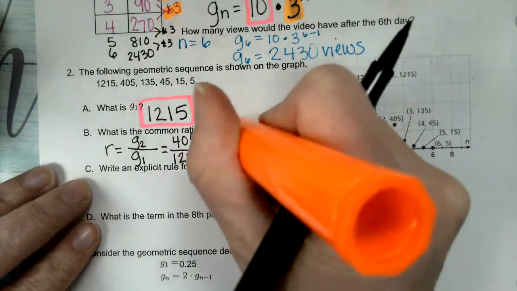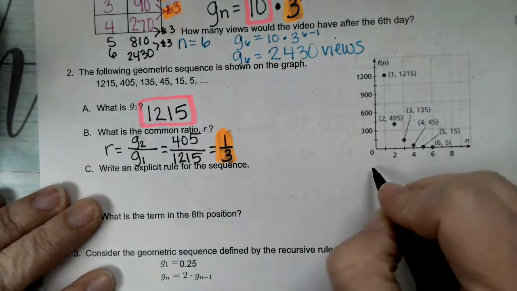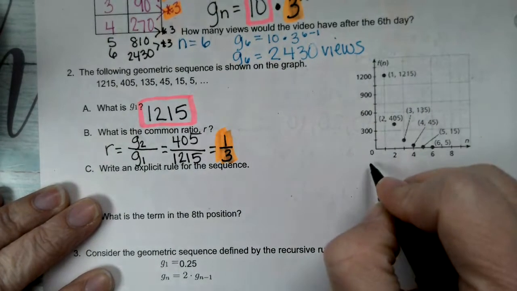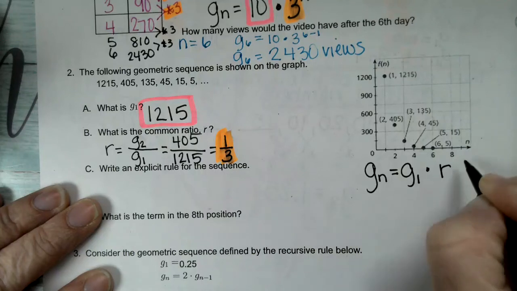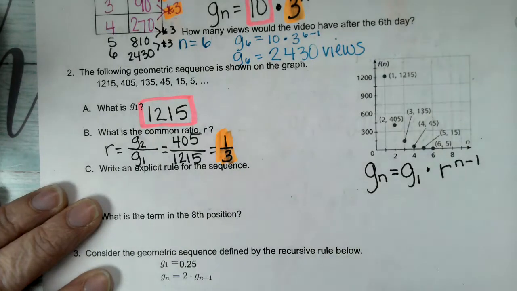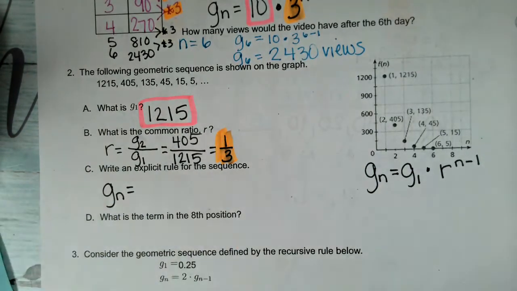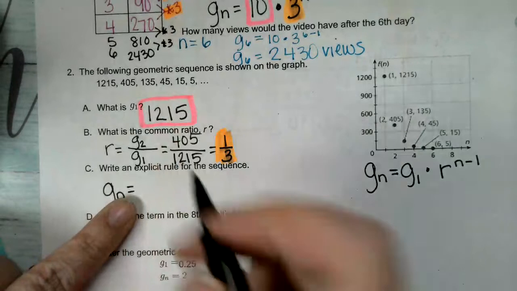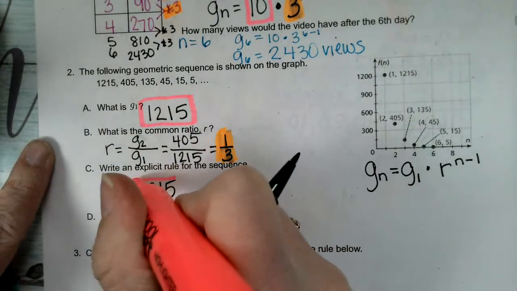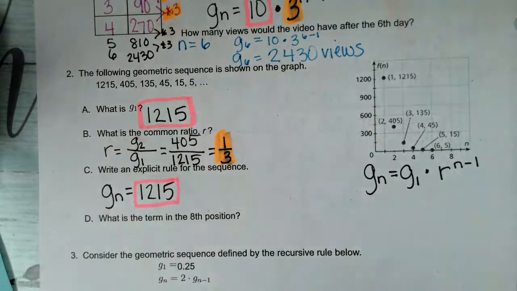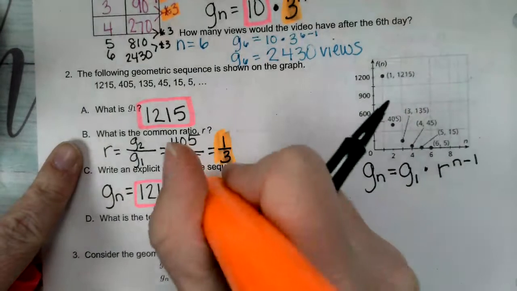Now it needs me to write an explicit rule for the sequence. I'm going to rewrite that formula down here so you can see it again so I don't have to keep moving the paper. So that's G sub n is equal to the first term times the common ratio to the n minus 1. So as I write my explicit rule, it's G sub n is equal to my first term, and my first term was 1,215. That is my first term, and I got that from part A. Times my R value. My R value was found in part B, and that was 1/3.